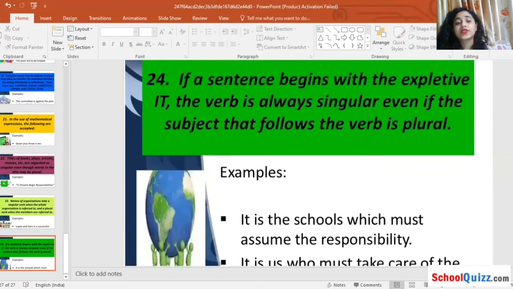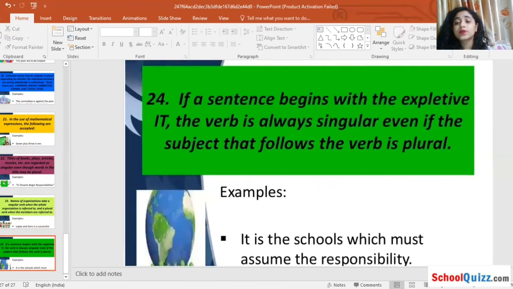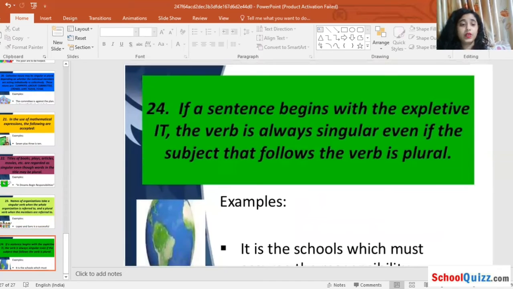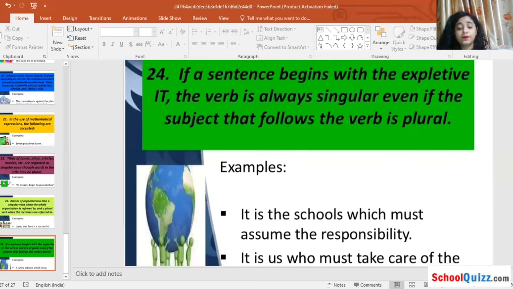Last and the finest rule. If the sentence begins with the expletive it, the verb is always singular even if the subject that follows the verb is plural. Okay, so if the sentence begins with the expletive it, the verb is always singular. Whether the subject is plural, we don't care. We will include what? Singular.